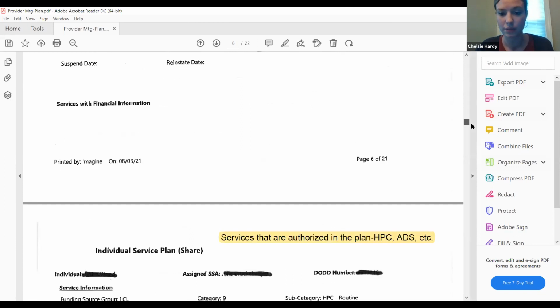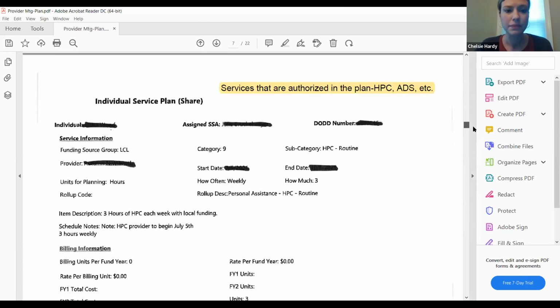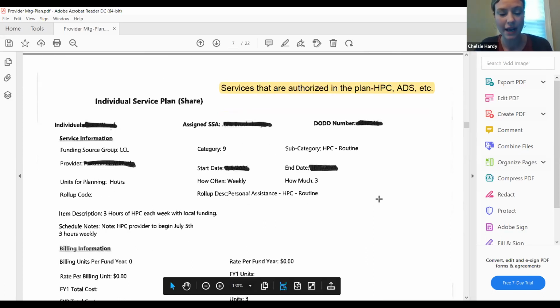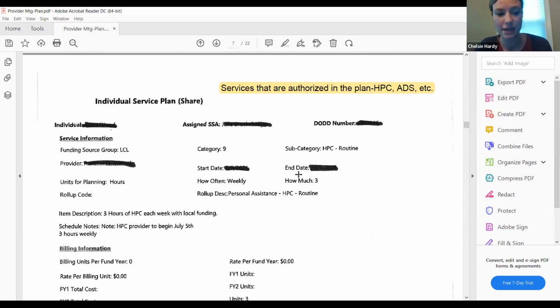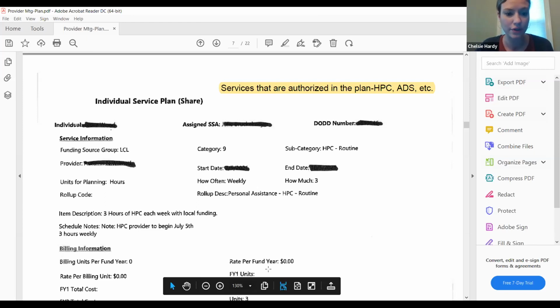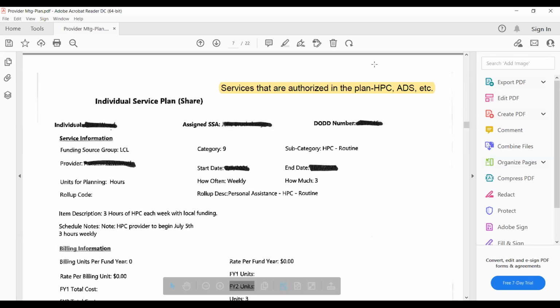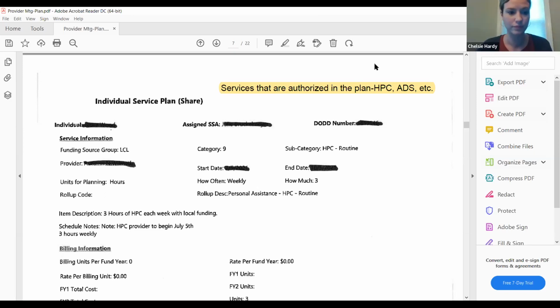So I'm going to scroll down. This section here is what we call the service listings, but it details exactly who the providers are, what services they're doing.